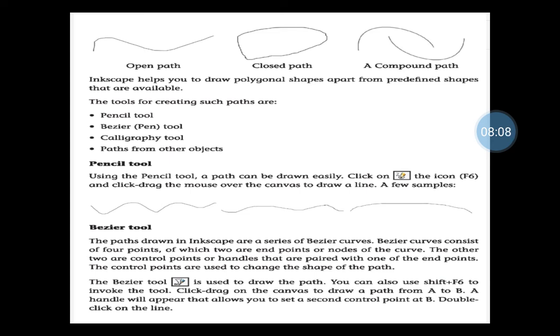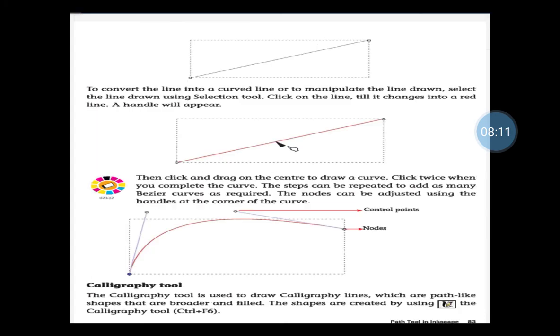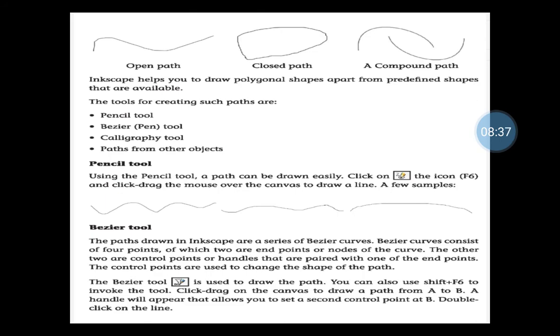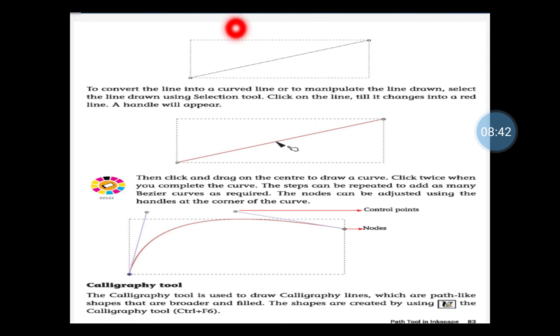Here in the Bezier tool, this is the example of the Bezier tool. This is one path. For this path, this is the starting point and this is the ending point. Here there are two handles. You can see these points now. These two are the handles. Using these two handles you can change the shape of this path. This is called the Bezier tool. Using this Bezier tool you can draw this type of shapes.